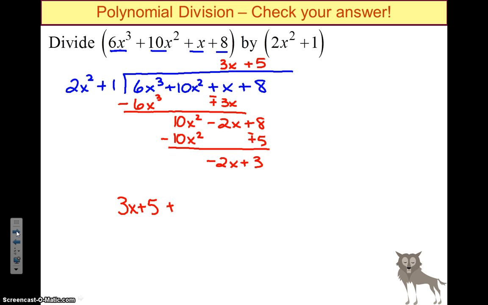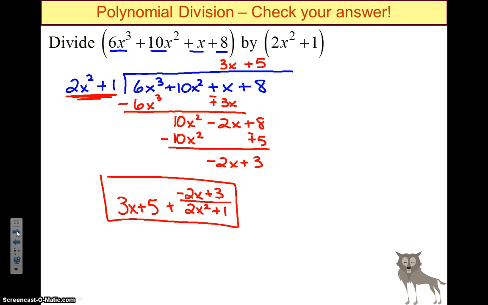And so the way I'm going to write this remainder is I'm going to add the remainder. In this case, it's the negative 2x plus 3. But since that remainder really is being divided by what we started with, 2x squared plus 1, we need to show that division still and write that our remainder of negative 2x plus 3 is being divided by 2x squared plus 1. So that is our answer.